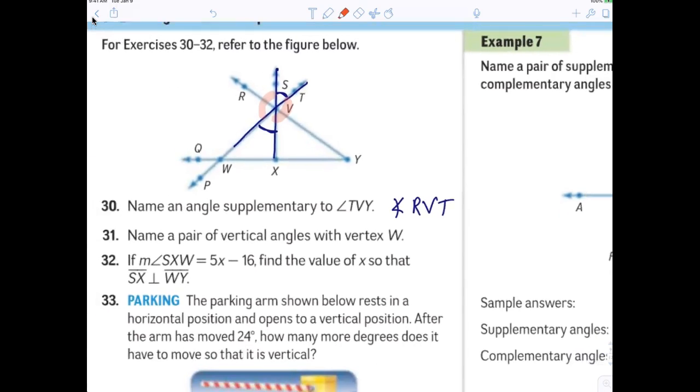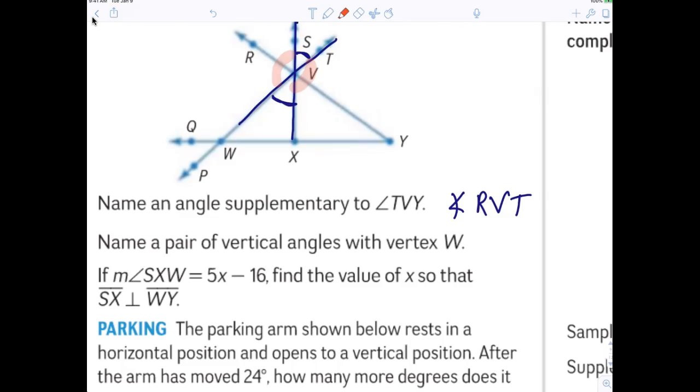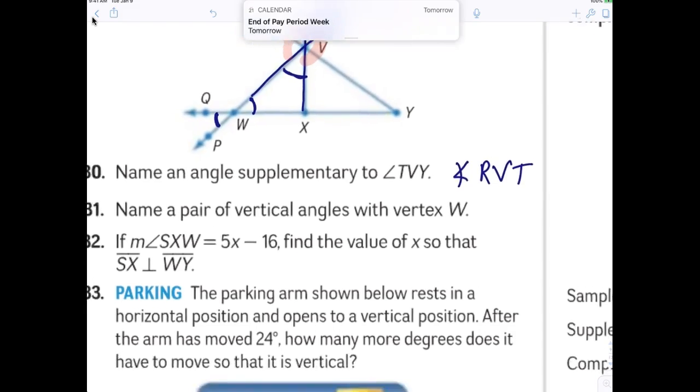Oh, I'm sorry, with vertex W. So let's look at vertex W. All right, so that makes it actually more defined. So this guy right here, that guy right there. So you would say angle PWQ or SWX, or QWV and PWX or PWY. Everybody okay with that? Any questions? Vertical angles, we've done that forever.